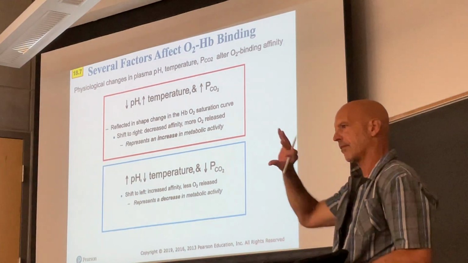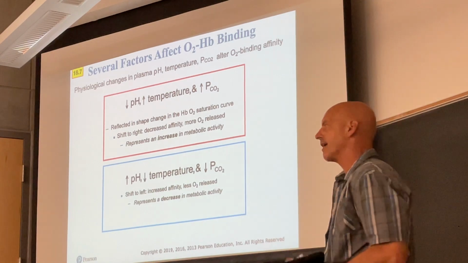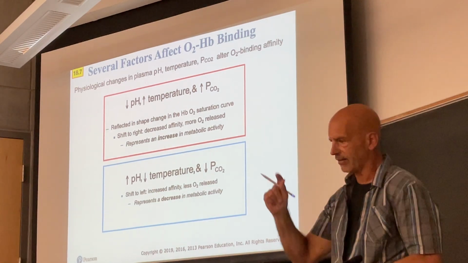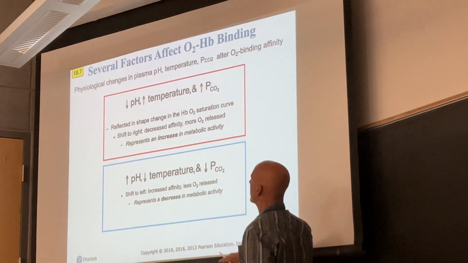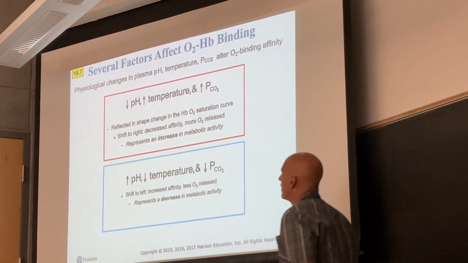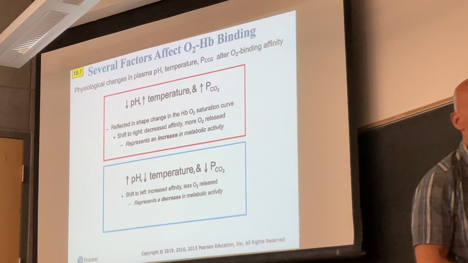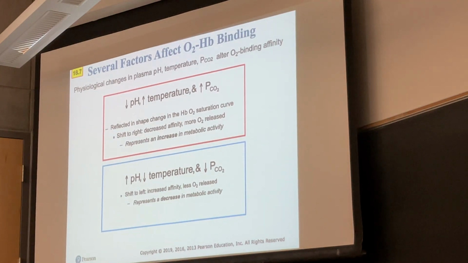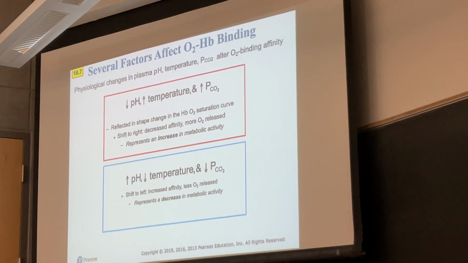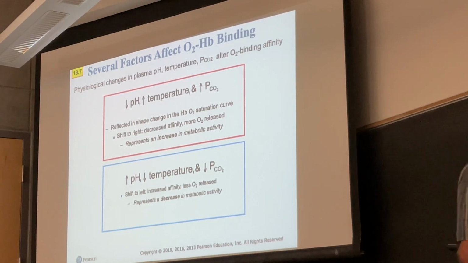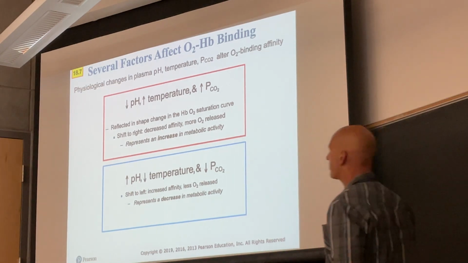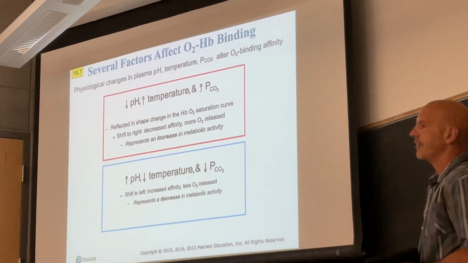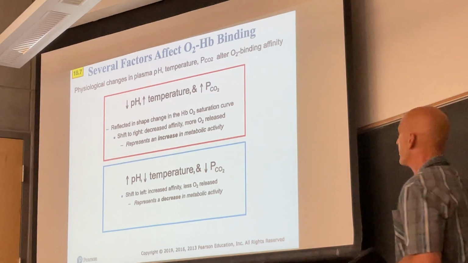So, once again, we talked a little bit about the shape change, about levels of oxygen, right? However, there are other things that are going to affect that dissociation curve, the binding curve right here. And those things are pH, right? Levels of acidity in the blood is going to affect how much oxygen is released or bound. The temperature of the tissue is going to affect how much oxygen is bound and how much is released. And the partial pressures of carbon dioxide.